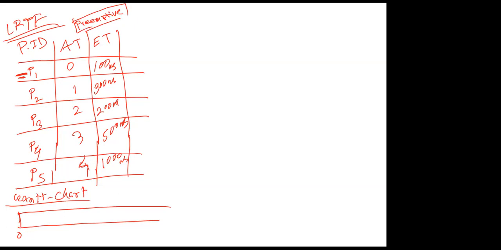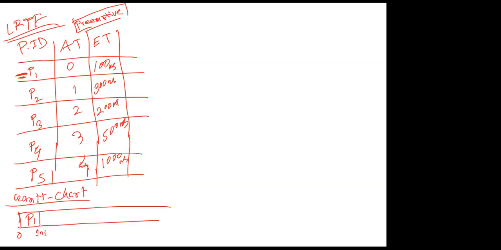Let's consider time unit 0. How many processes are inside the RAM? Only one process, P1. So P1 will be scheduled by your operating system. After one nanosecond, it will check again. It will execute till 1 nanosecond.